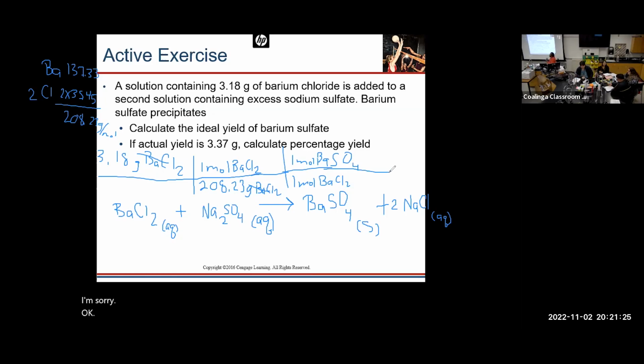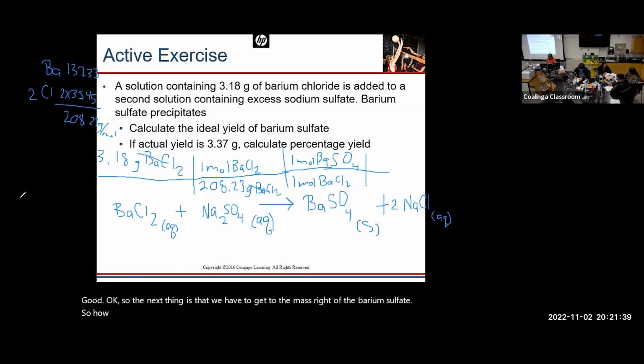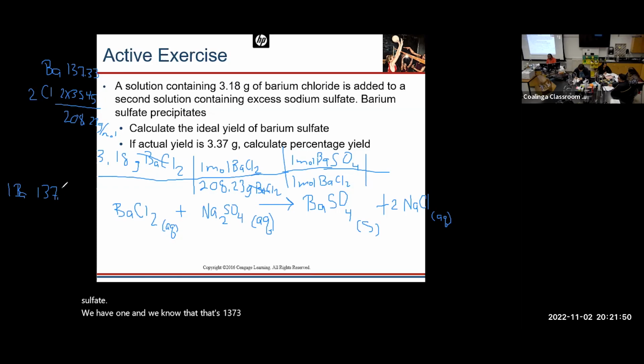Okay, so we have a 1-to-1 ratio, right? You guys got the 1-to-1 ratio? Good. The next thing is that we have to get to the mass of the barium sulfate. So how much does barium sulfate weigh? How many bariums do we have in barium sulfate? We have 1, and that's 137.33. And how many sulfurs are in barium sulfate? 1, and that weighs 32.06.